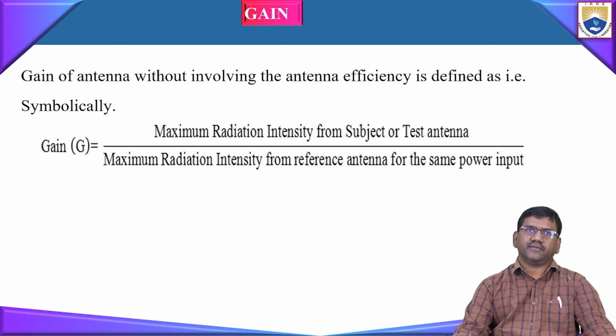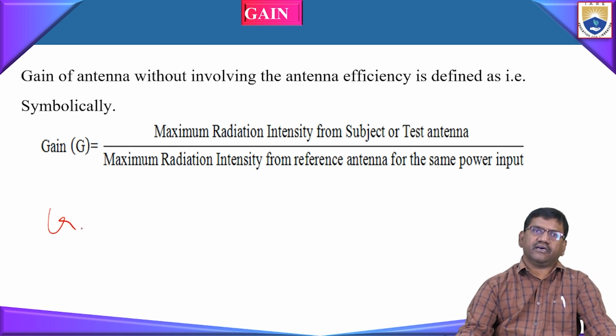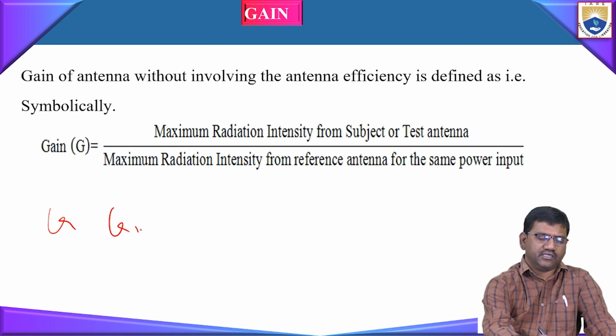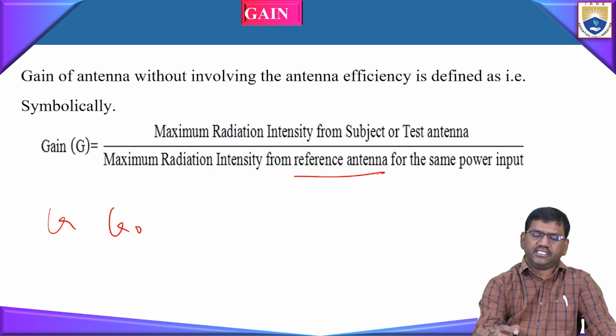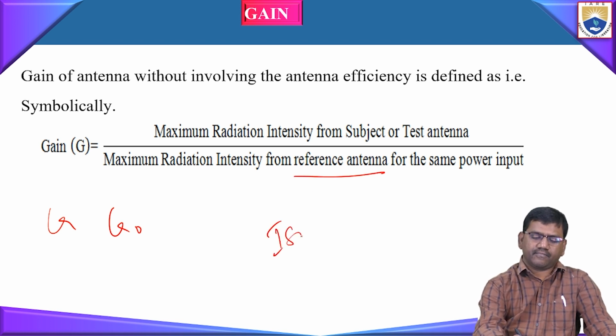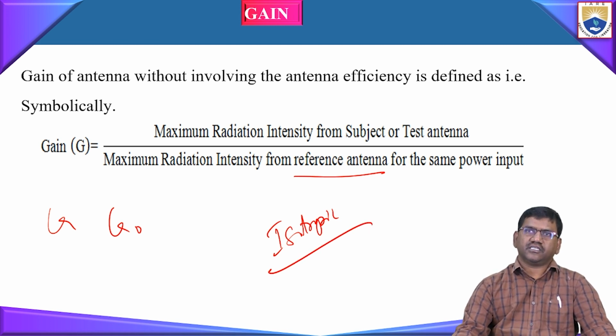So subject antenna or test antenna, both have the same meaning. Gain is represented by the symbol G, and gain with respect to the isotropic antenna we represent by the symbol G0. Gain is defined as the maximum radiation intensity from the test antenna divided by the maximum radiation intensity from the reference antenna for the same power input. We take the reference antenna as the isotropic antenna, because the isotropic antenna is a lossless antenna.